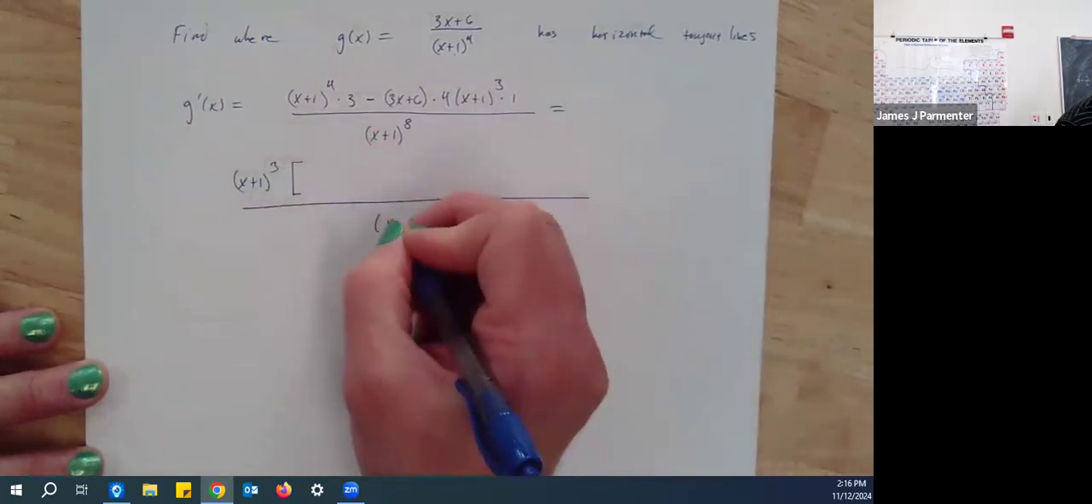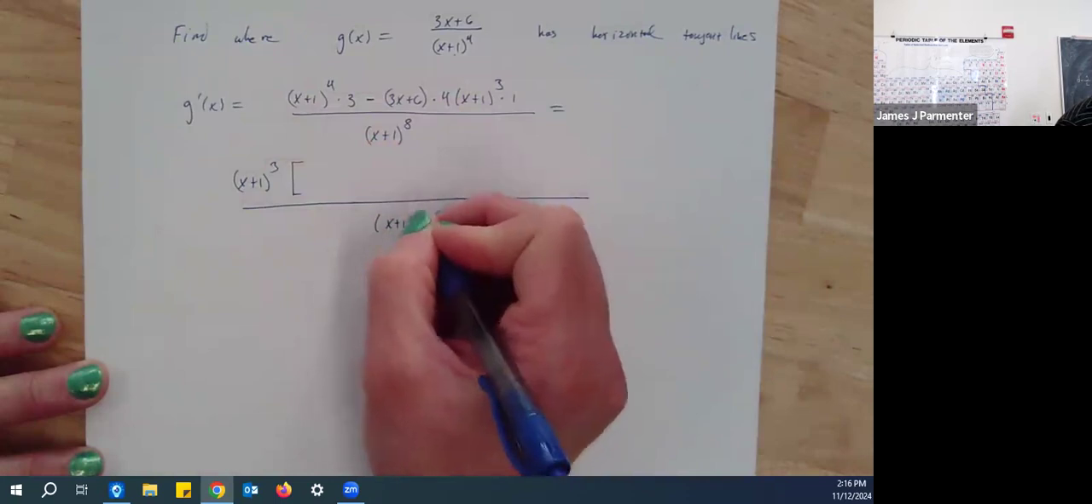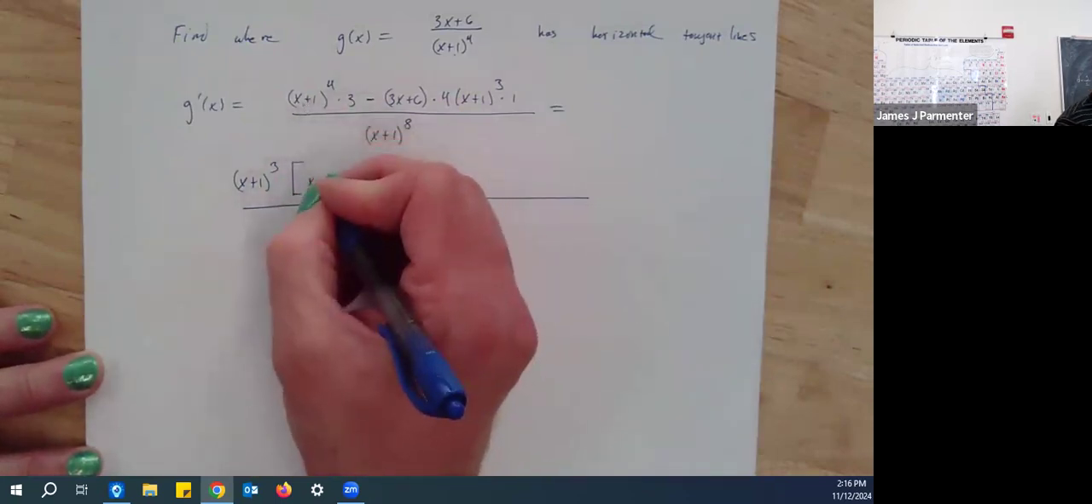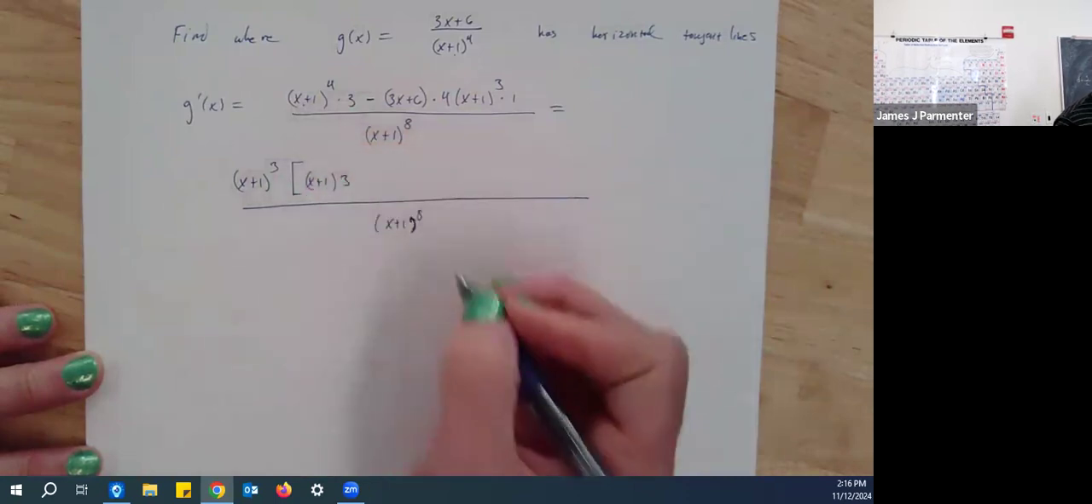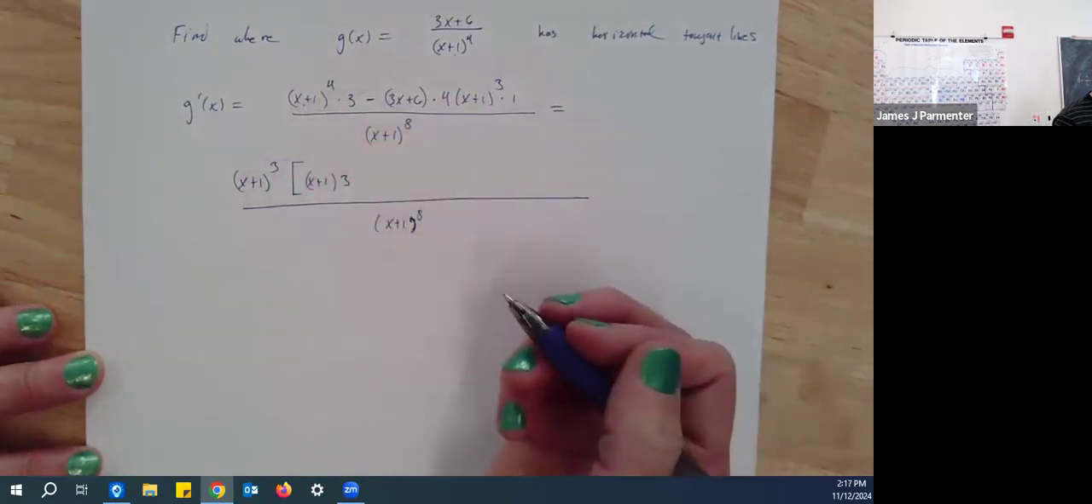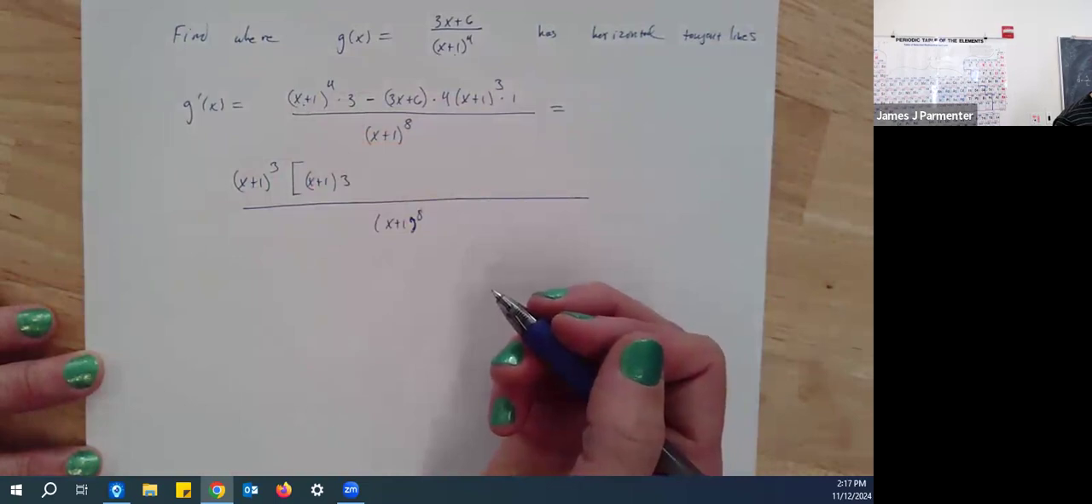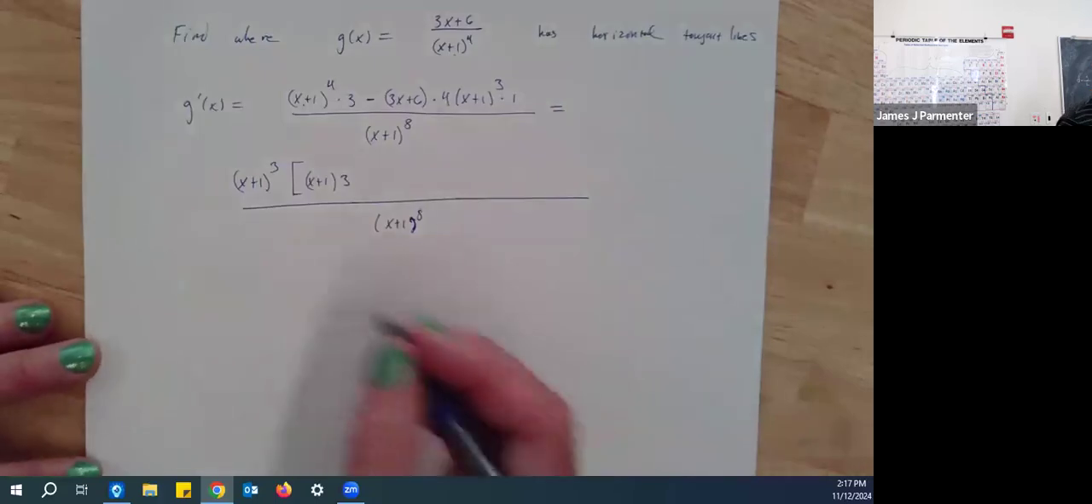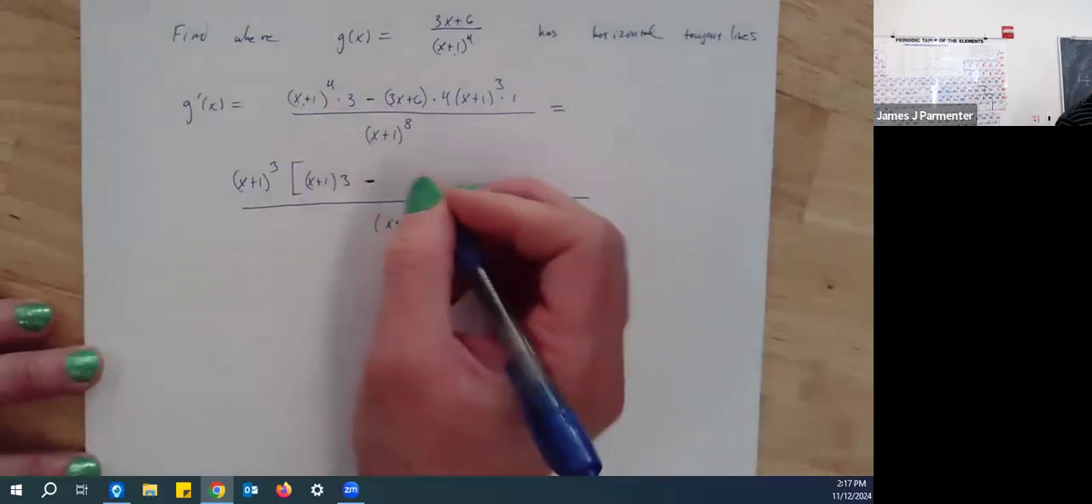Still have the same denominator, x plus 1 to the 8th. But here, when I factor out an x plus 1 cubed, I'm left with an x plus 1 times 3. Oh my gosh, did I pick a stupid number? I really did. Sorry. I'm just seeing what's going to happen here. And well, sometimes this happens. It's fine. Minus, oh no, it's going to be fine.